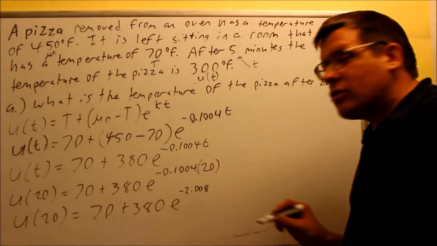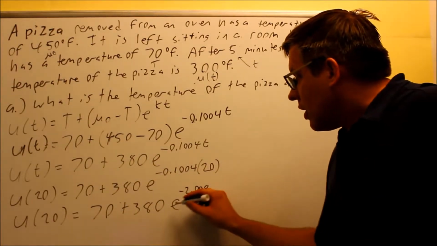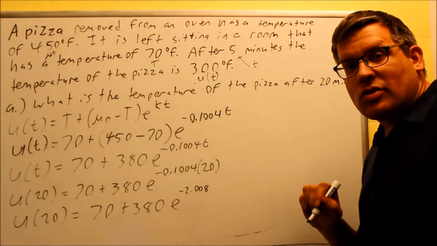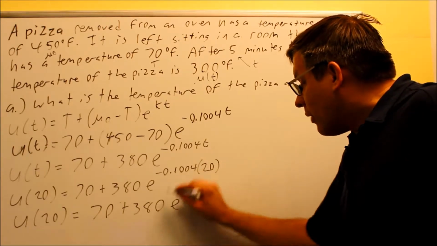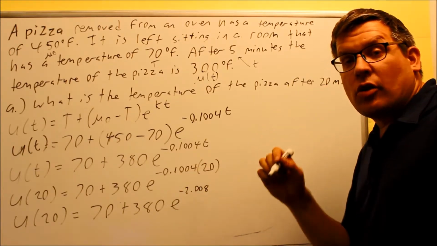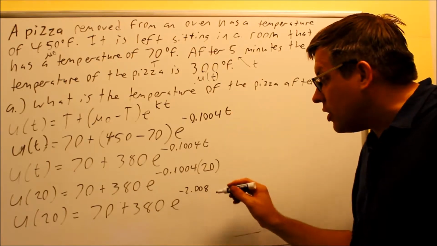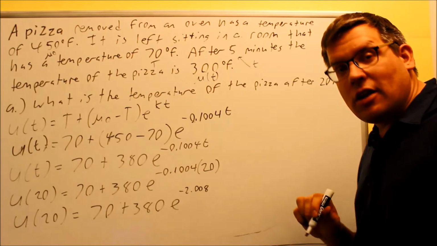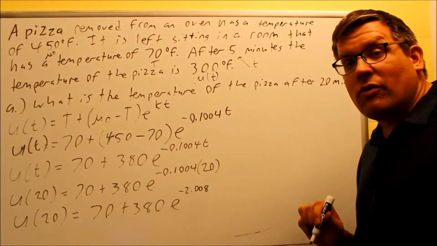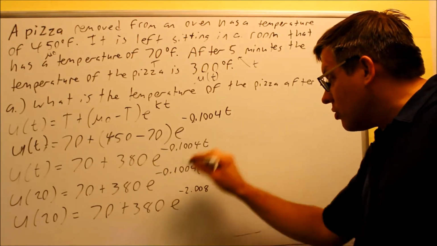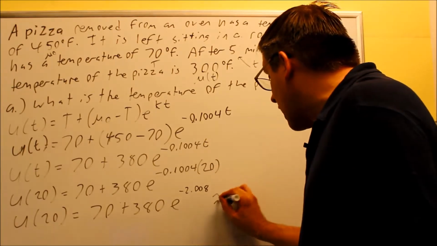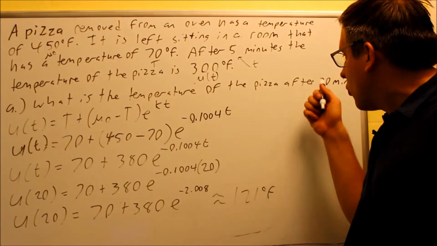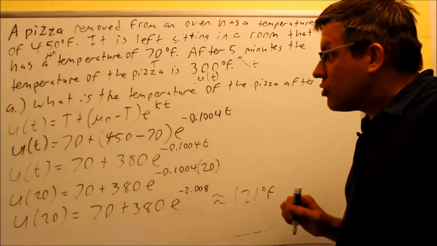You want to put this part into the calculator. You can either put all that into your calculator at once, or if you have a calculator where you have to do it step by step, I would do this part first. The LN button, what's over that would be your e caret. You would put that in first and get an answer. Then you'd hit times 380, and then finally you would add 70. If you do all that, then what you'll get is approximately equal to 121 degrees Fahrenheit. So that means that after 20 minutes it drops to 121.